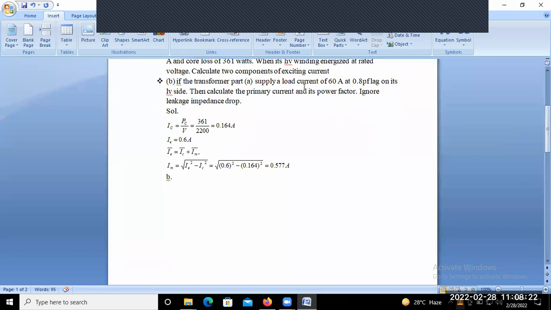In this transformer supply the load current is 60 ampere at 0.8 power factor lag. At this condition we are required to find out the primary current and its power factor. How can you find out the primary current at the load condition?